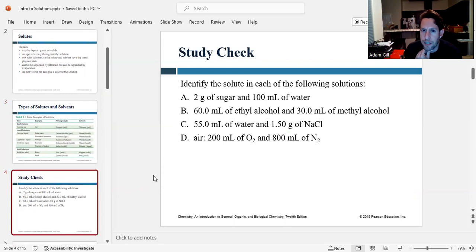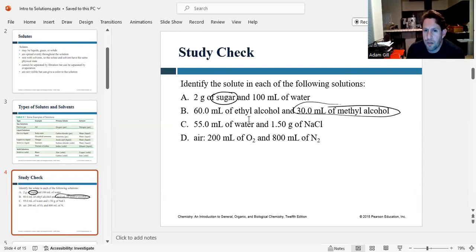Let's do a quick study check. Identify the solute in each of the following solutions. If you have 2 grams of sugar and 100 milliliters of water, well, the sugar, there's less of it, so that's going to be the solute. If you have 60 milliliters of ethyl alcohol and 30 milliliters of methyl alcohol, well, because there's less of this, that's going to be the solute.